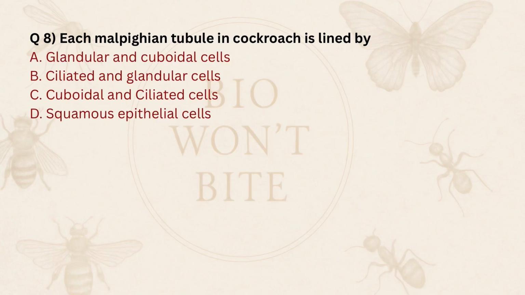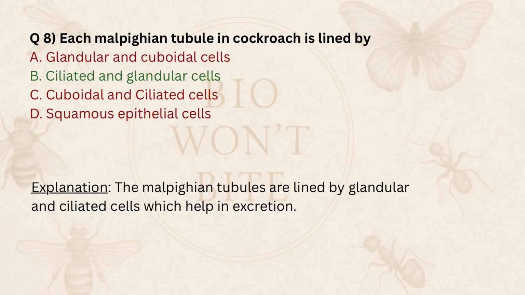Question number 8. Each Malpighian tubule in cockroach is lined by. The correct answer is option B, ciliated and glandular cells. Malpighian tubules are the main excretory organs. They are lined with glandular cells that help in secretion and ciliated cells that help in movement of waste material.